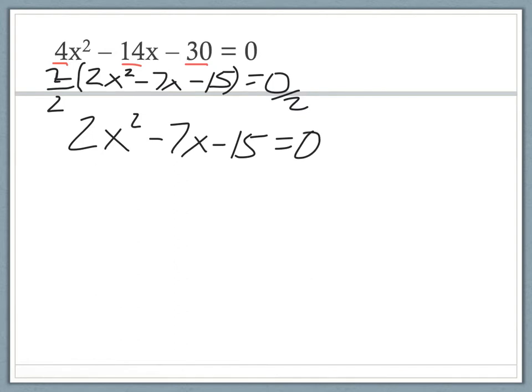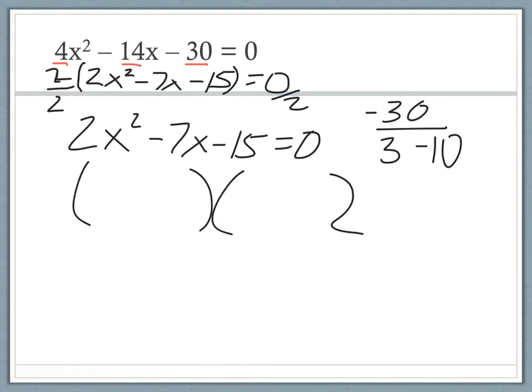So 2 times 15 gives me negative 30. Okay. Now what things multiply to negative 30 but add up to negative 7? Well, 3 and 10, but one of them has to be negative, so it'll be a negative 10. Okay. So now I'm going to go ahead and set up my factors.